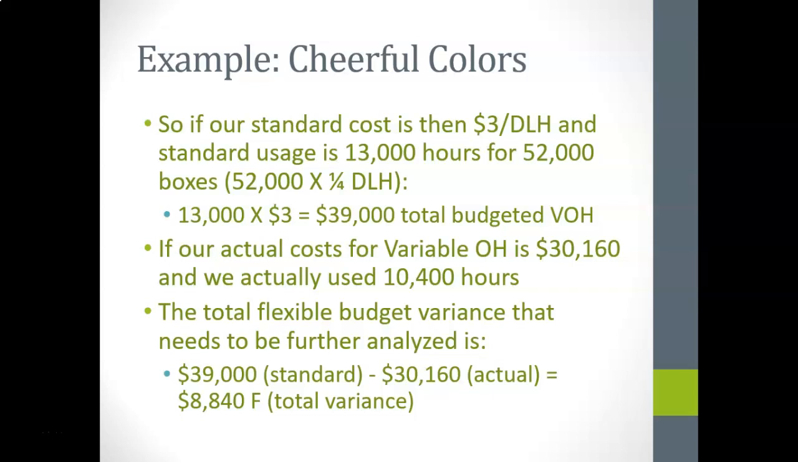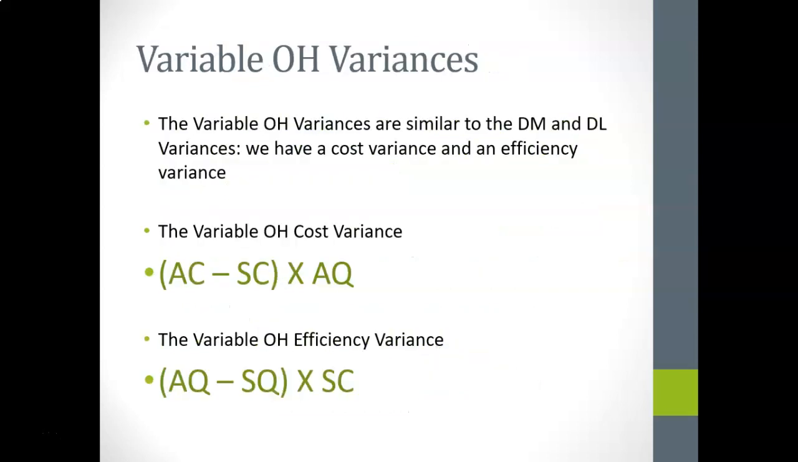Now we need to take that 8,840 favorable total variance and break it down into two parts, just like we did with direct materials and direct labor. We have a cost variance and an efficiency variance, and it's the same formulas. The cost variance is the AC, actual cost, minus the standard cost, and that difference times the actual quantity. And the efficiency variance is the actual quantity minus the standard quantity, that difference times the standard cost per unit.